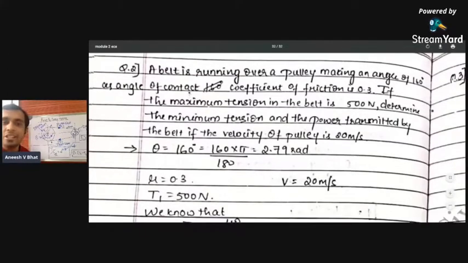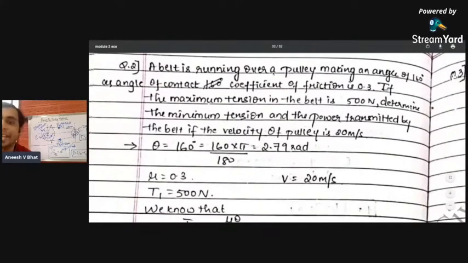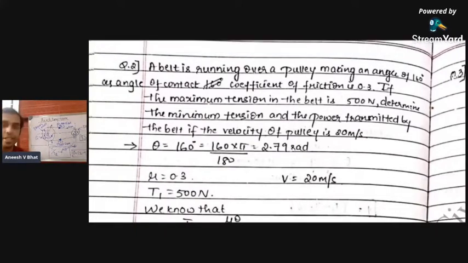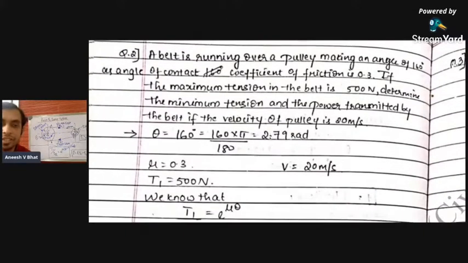A belt is running over a pulley, making an angle of 160 degrees as angle of contact. Again, theta is 160 degrees; it's given in degrees, convert it back to radians. Coefficient of friction is 0.3, mu is given as 0.3. So you have mu, you have theta. If the maximum tension in the belt is 500 newtons, determine the minimum tension and the power transmitted by the belt if the velocity of the pulley is 20 meters per second.